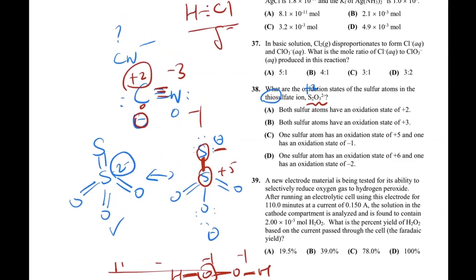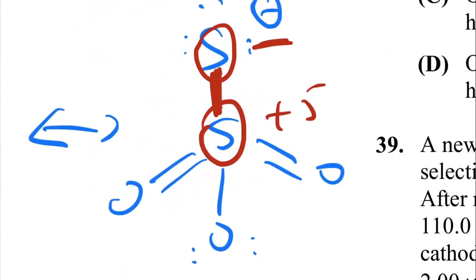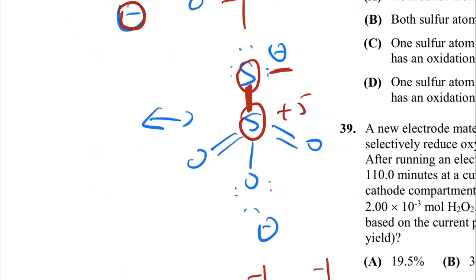Can you talk about again why the middle one is +5? Because you see, there is one SS nonpolar bond. There are 5 SO polar bonds, right? Yes. And oxygen is more electronegative than sulfur. Oh, okay. Yeah, I see. Okay. Great.